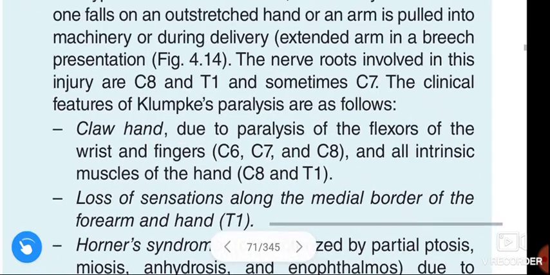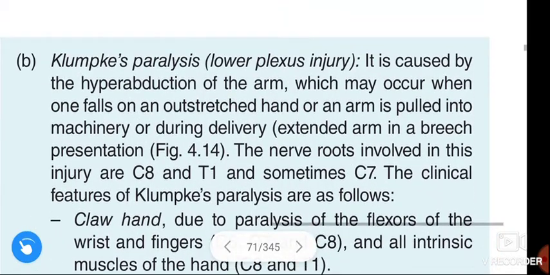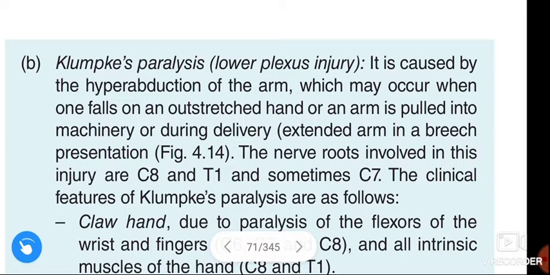This is about Klumpke's paralysis, also called lower brachial plexus injury, which is injury of the roots C8 and T1, and sometimes C7.